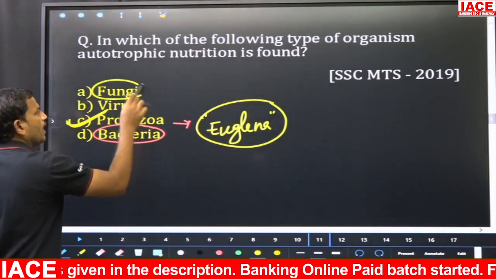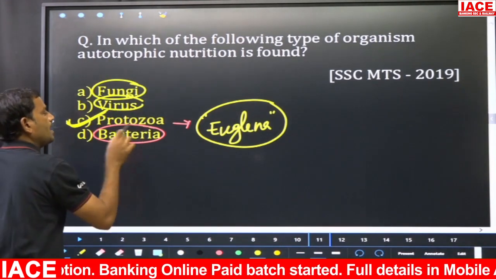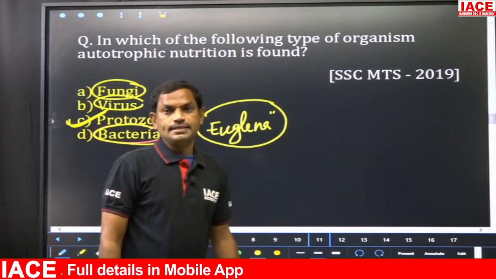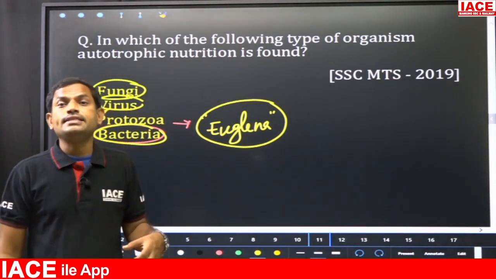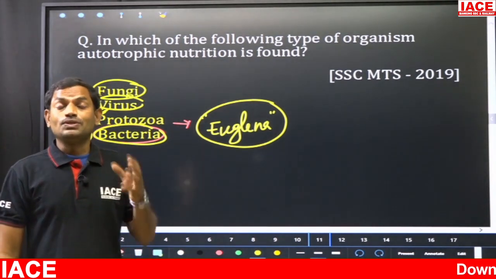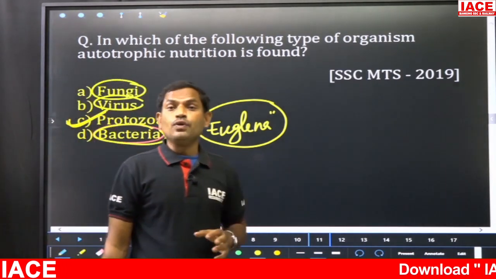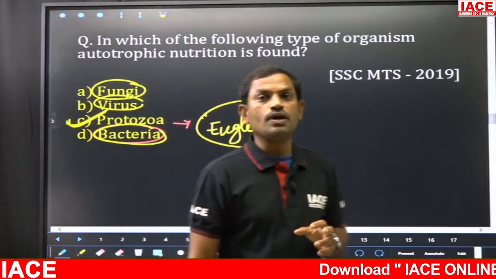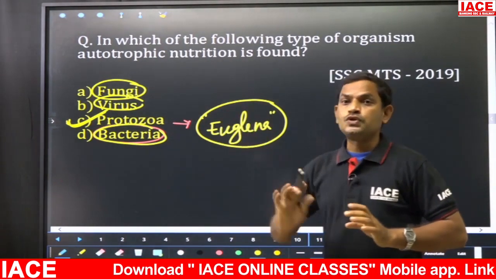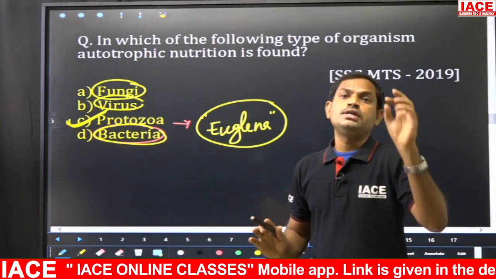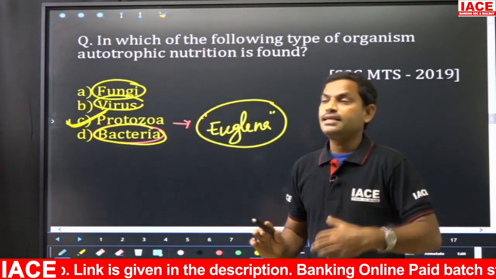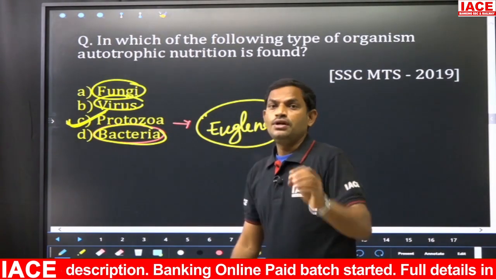Whereas fungi, virus and bacteria, all these three are heterotrophic organisms. That means they cannot synthesize their own food. They have to depend on other organisms, right? Such organisms are called heterotrophs, and the type of nutrition seen in those organisms is heterotrophic nutrition. But here, not all protozoans, but some protozoans like Euglena can prepare their own food, right? That's why the answer for this question is protozoa.